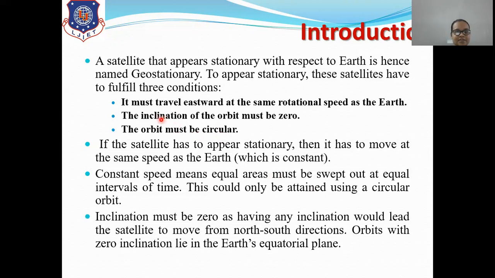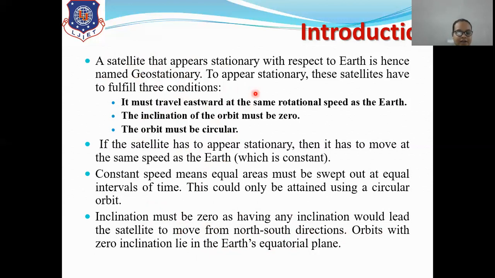And last, that is the second condition, that the inclination of the orbit must be zero. Why should it be zero? Inclination must be zero, as having any inclination would lead the satellite to move in the north-south direction. And we know that a limitation of the geostationary orbit is that it does not cover the poles. So for the orbit to be geostationary, it is compulsory that the inclination be zero, so it cannot move in the north-south direction. And an orbit with zero inclination lies on Earth's equatorial plane. So these are the three reasons behind the three conditions for the satellite to be geostationary.